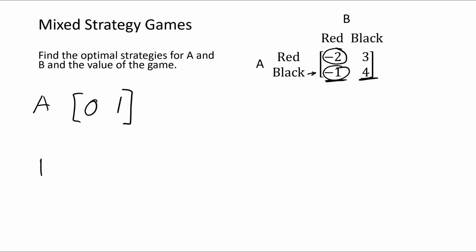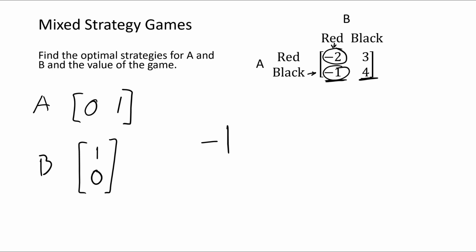B's optimal strategy is they're always going to choose red because that's their best option every single time, because that results in the saddle point. So they're always going to choose red, so that's 100% of the time. They'll never choose black, so that's 0% of the time. And then our value of the game is the saddle point itself, -1. So that's it. If you've got a saddle point, that's as much work as you have to do to find the optimal strategies and the value of the game.